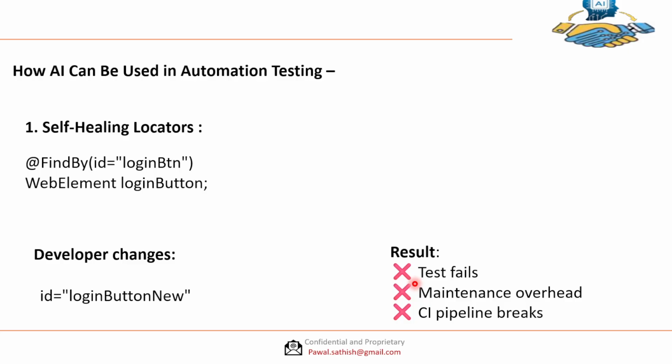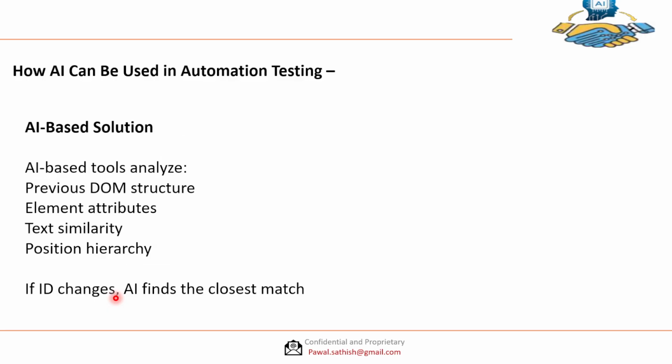Then again it's a maintenance overhead. Even if we are executing a CI/CD pipeline, it will break because of the ID change. But with AI or self-healing locator techniques, what is the solution?